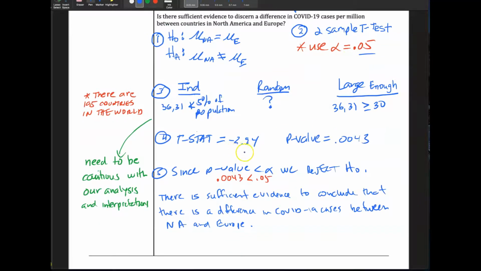So now that we calculated the t-stat and p-value using StatCrunch, we can then go ahead and make our conclusion. Right, since the p-value is less than alpha, we reject the null hypothesis. So this is what we're rejecting, and we're accepting this, that there is a difference between North America and Europe, and that's how we come to that conclusion. There is sufficient evidence to conclude that, right? And that's because we rejected the null hypothesis.